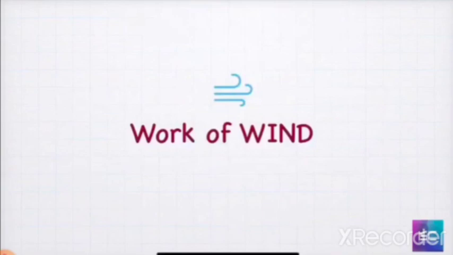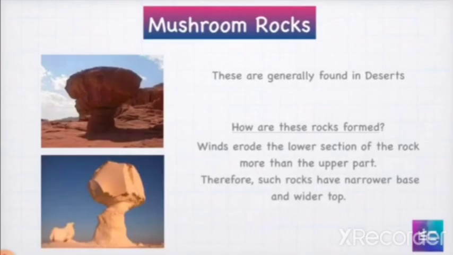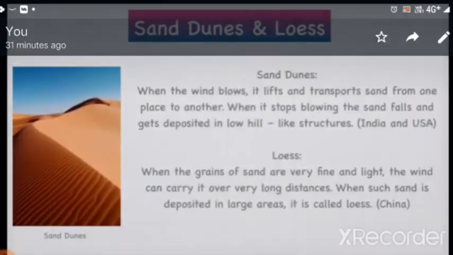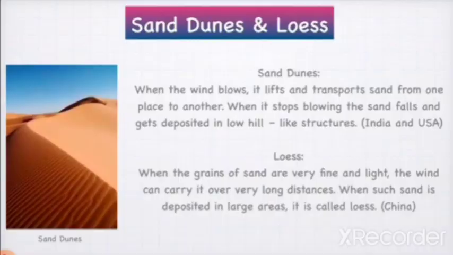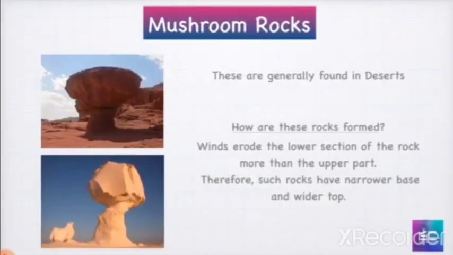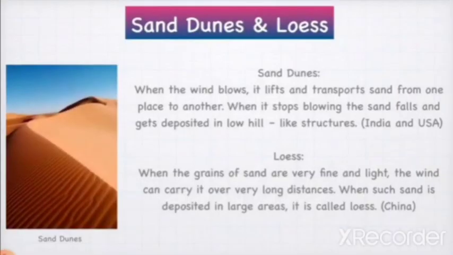Then we learnt about the work of wind. By wind two things happen: mushroom rocks, and sand dunes, and we'll call it loess. The mushroom rock looks like a mushroom. It is mostly found in deserts, isn't it? Then the next is sand dunes.